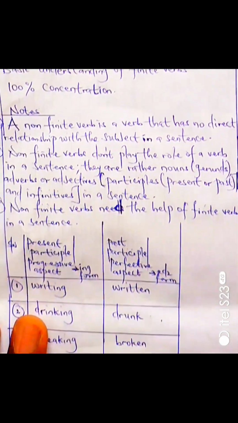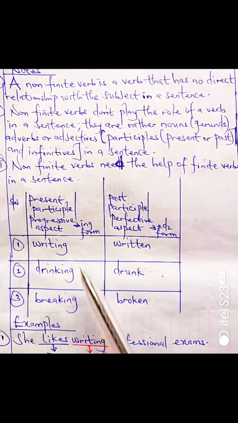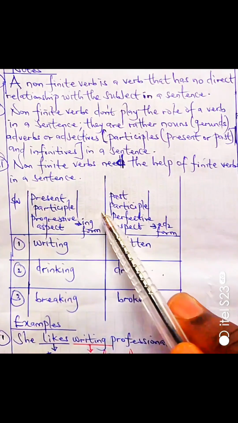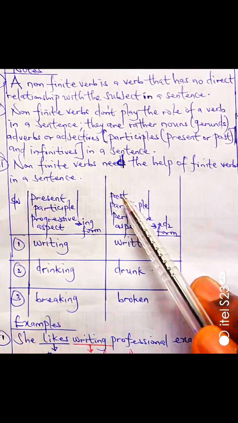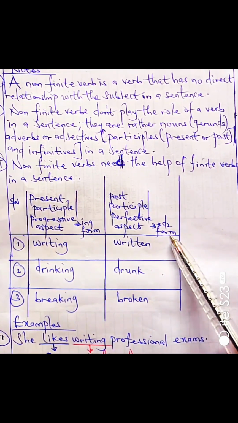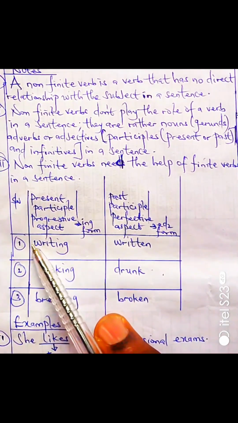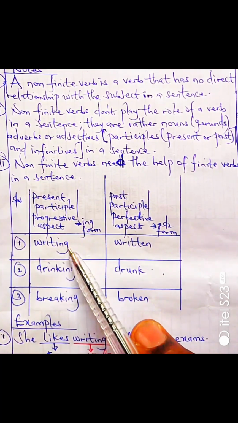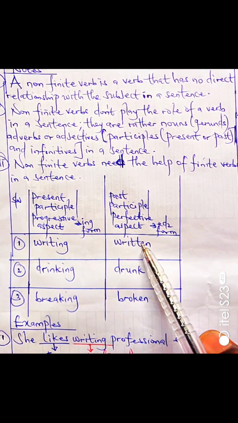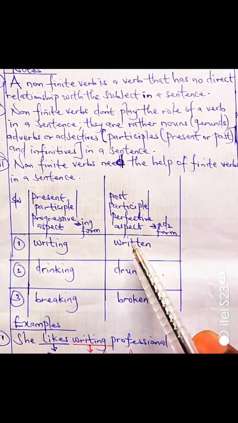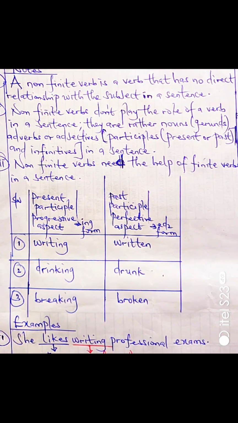So let's look at a couple of things here. Now, if you look at this, the present participle is also known as progressive aspect, or we call it the ing form, while we have the past participle, which is known as the perfective aspect. Now look at this example, we have writing. Writing is a present participle, and then written is a past participle. Now, don't forget the fact that these are not tenses. These are just aspects. They tell you if an action has been completed or if an action is in progress.